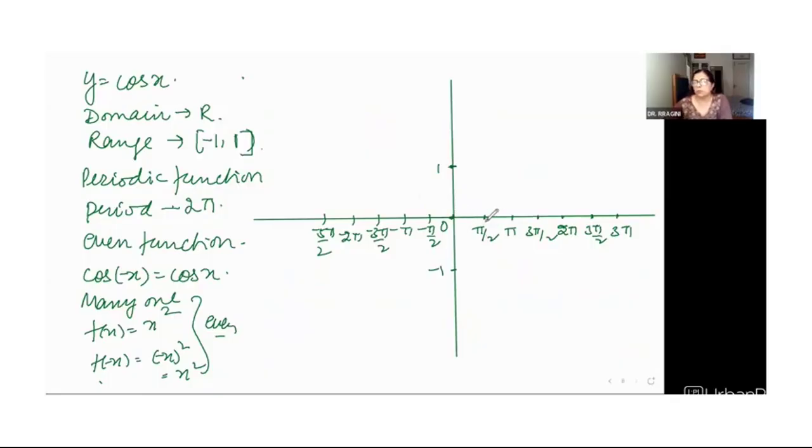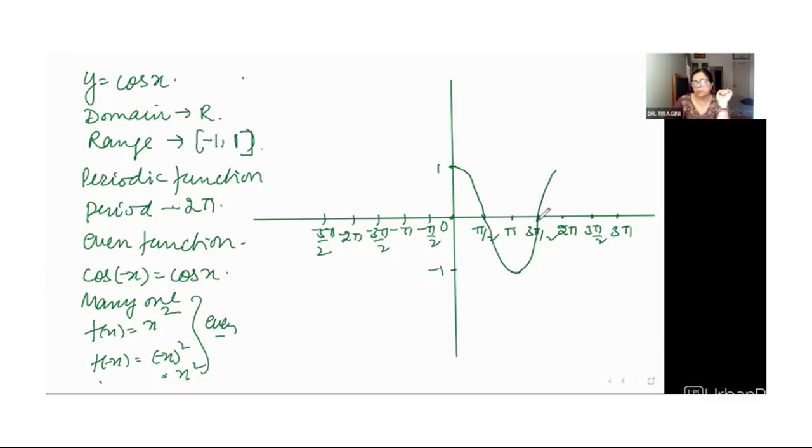Cos pi by 2 is 0, so just link this to this. Cos pi is minus 1. Now go further below. Cos 3 pi by 2 is 0. See, you have to remember basic things. At odd multiples of pi by 2, that is pi by 2, 3 pi by 2, 5 pi by 2, the value of the cos function becomes 0.